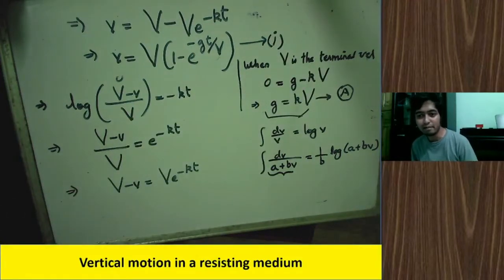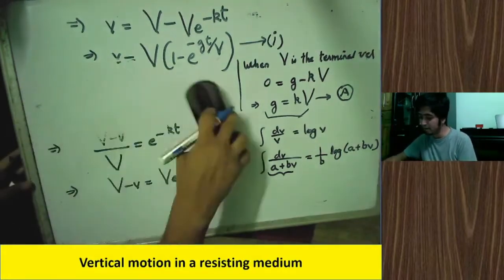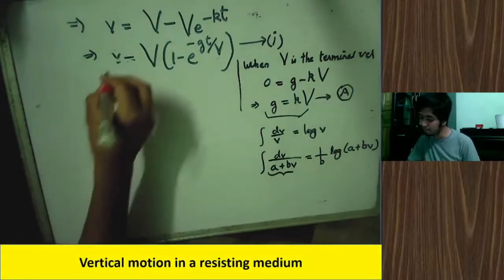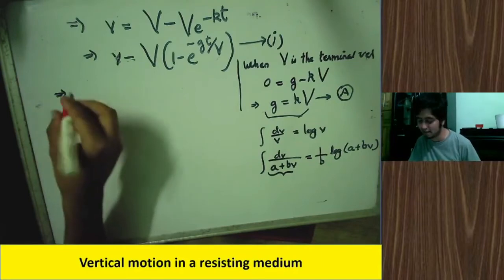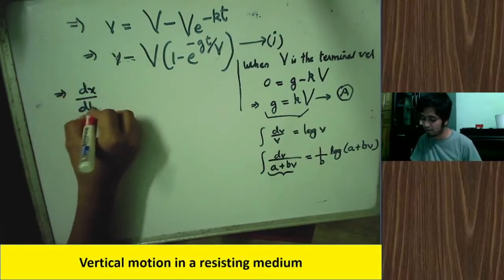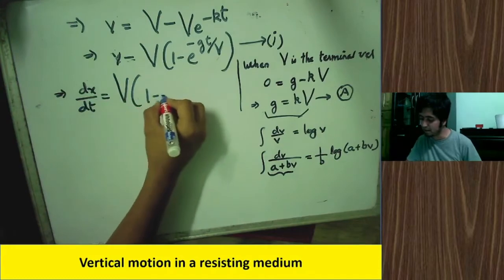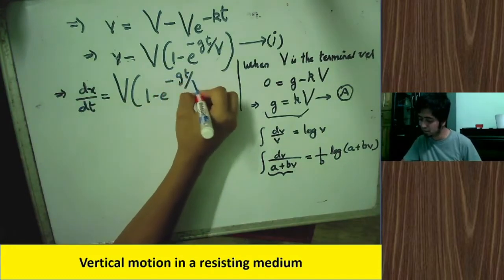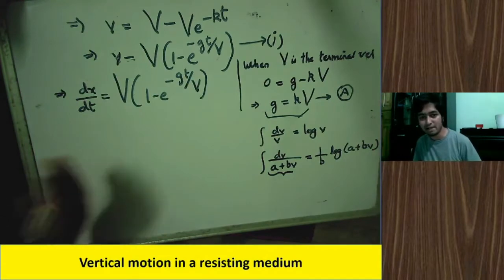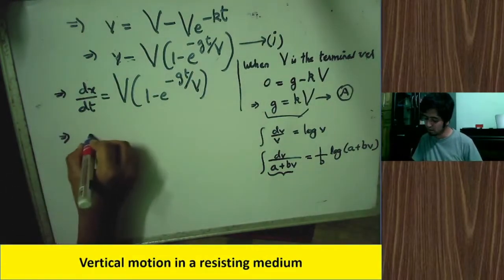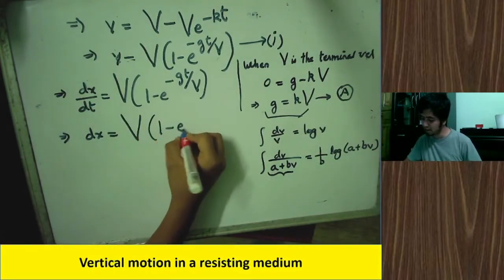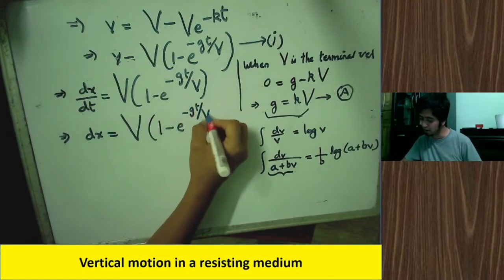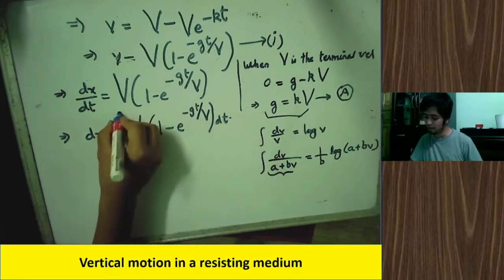Now if you take a look at relation 2, it is a relation between distance and time. So if it is a relation between distance and time, instead of v, we will replace it with dx/dt. So we will be having something like this. Again, now we just have to separate the variables: dx equals V times (1 minus e^(-gt/V)) dt, integrate.